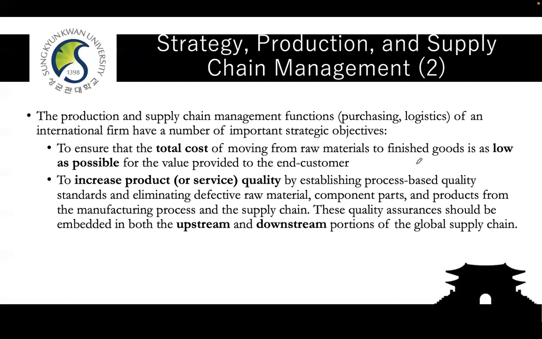Okay, so once again, the two major concerns here are cost and product quality. We want costs as low as possible, as efficient as possible, and we want increasing product or service quality. I think those are the major strategic objectives that we always see in any corporation, especially in global companies. And we have here the upstream and downstream. Upstream you could call inbound, and downstream is the outbound.